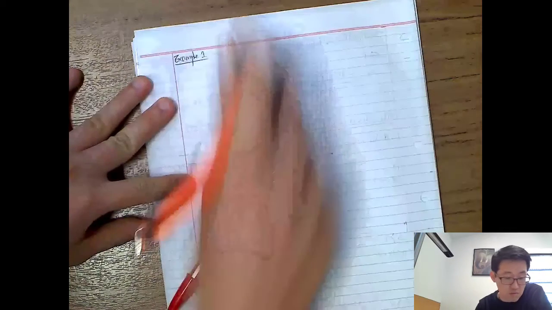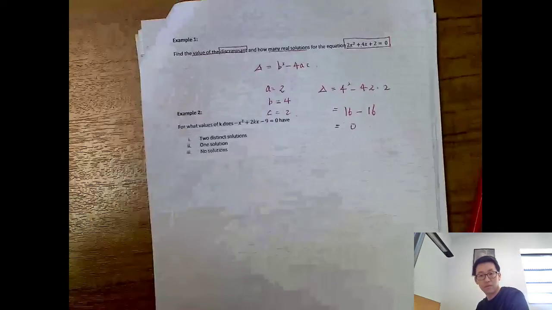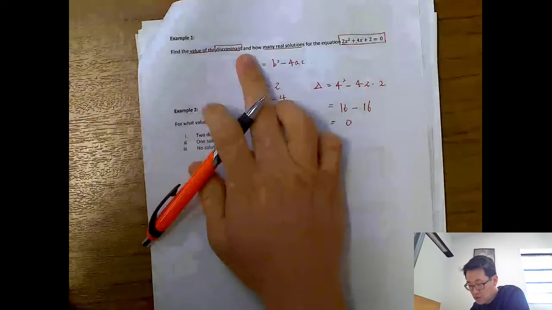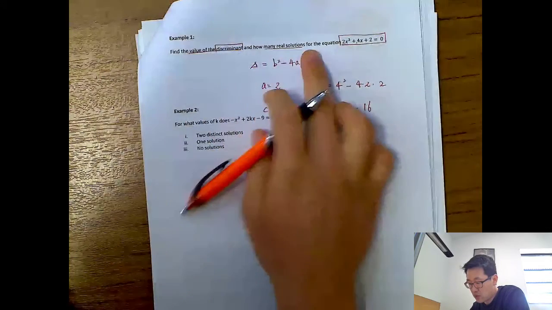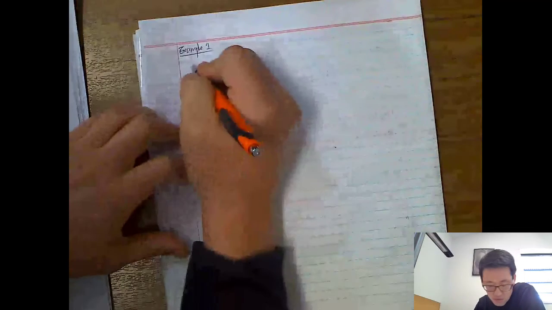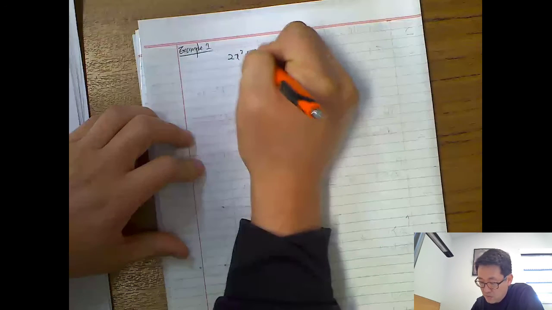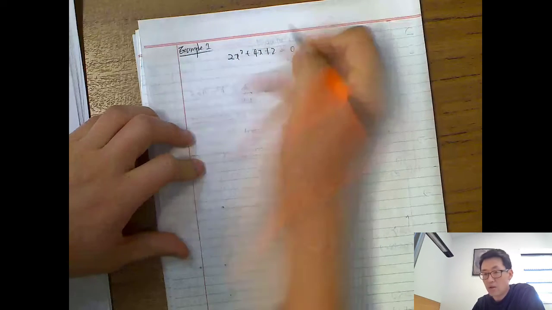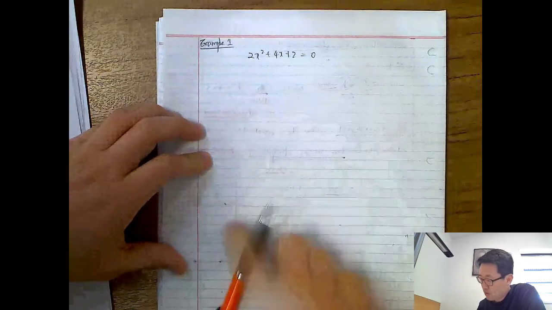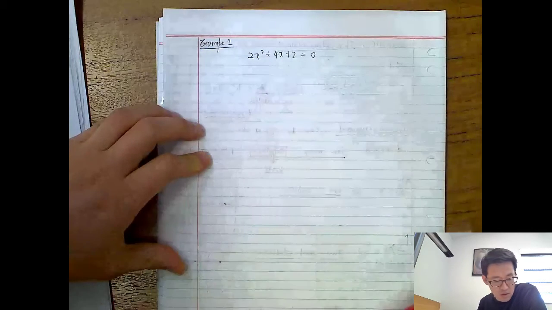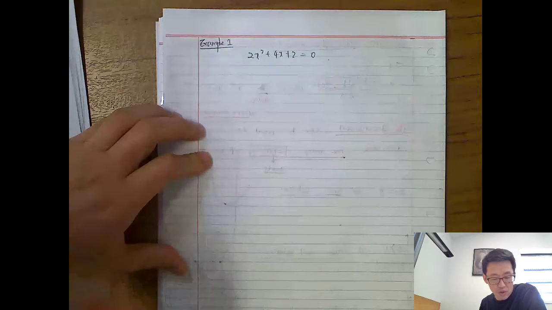Example 1. Find the value of the discriminant and how many real solutions for this equation. So I'll write down 2x squared plus 4x plus 2 equals 0. That's the equation we have. And the question asks you to find the value of the discriminant.